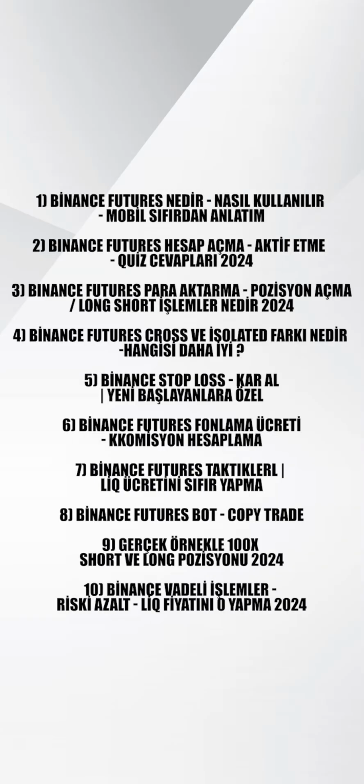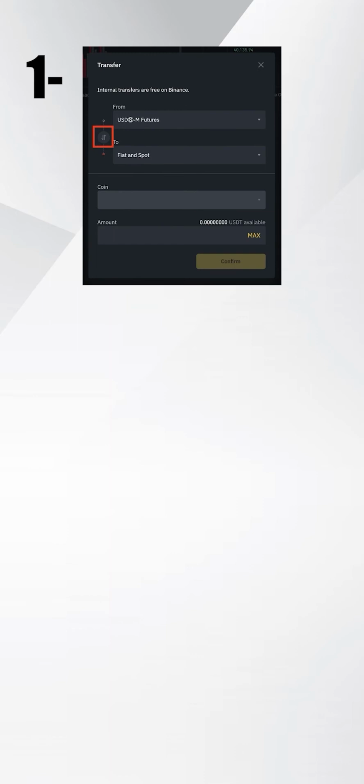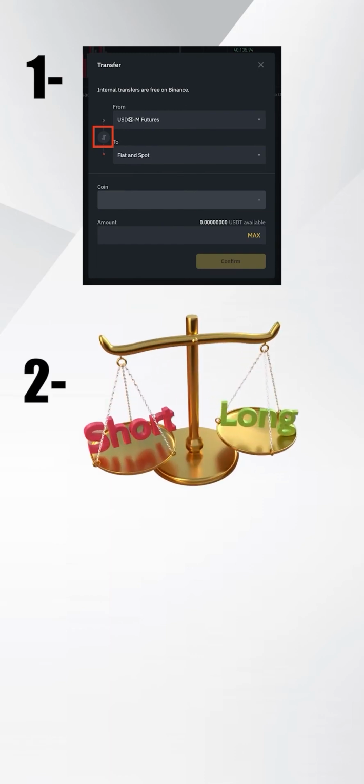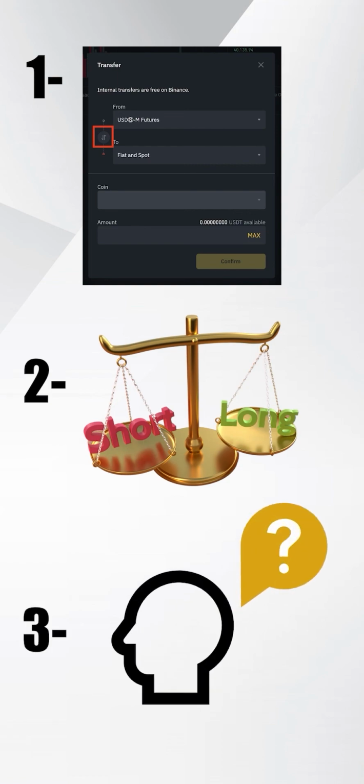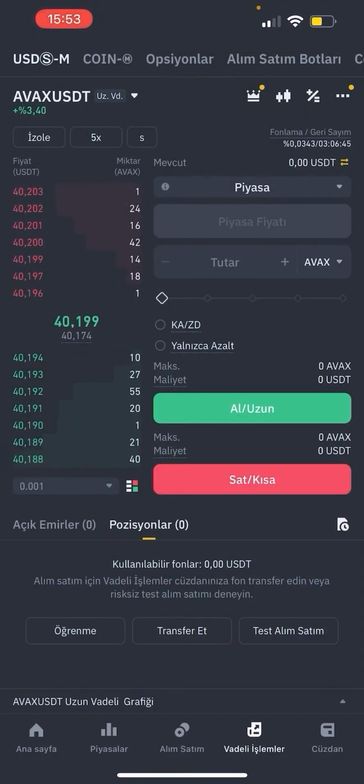We are now on the third video. I'm going to summarize what I'm going to explain in this video. First, we're going to transfer money from our spot account to our futures account on Binance. Then we're going to open long and short trades on futures. We're going to open positions and talk about what that means. Then we'll transfer your money from futures back to spot. Finally, we'll look at the frequently asked questions. Now, before transferring money, I want to explain what the long and short concept means. Then we will transfer money.